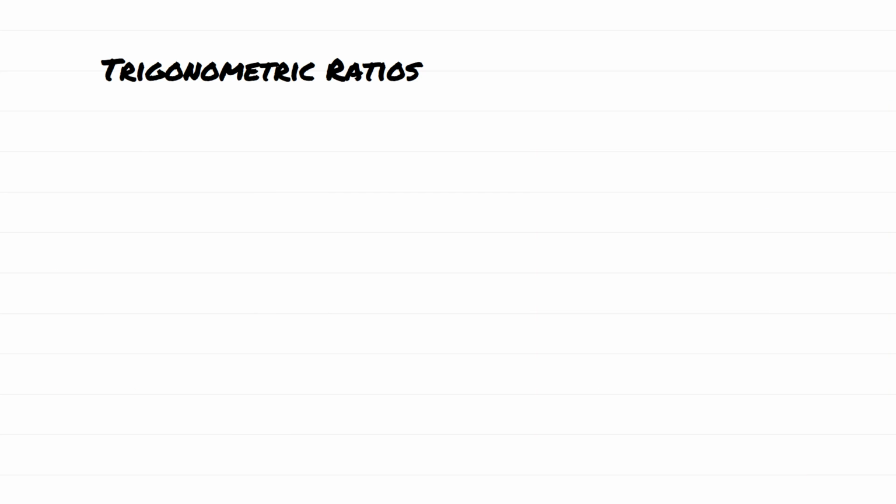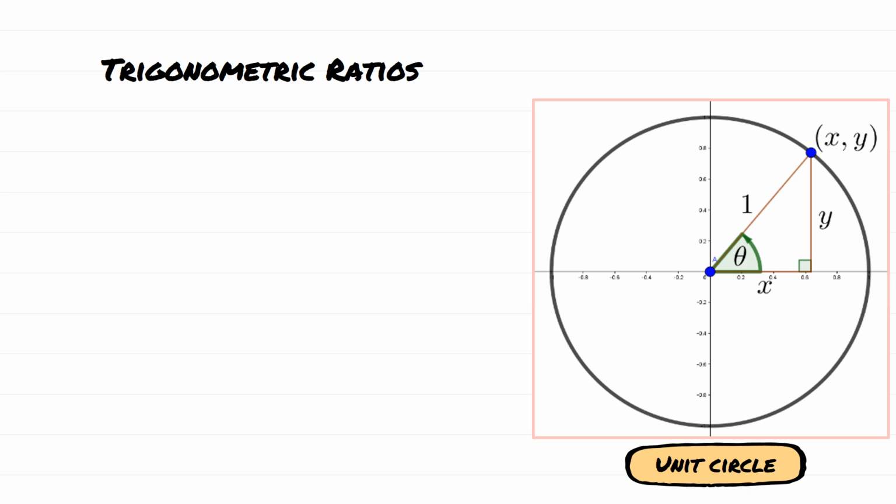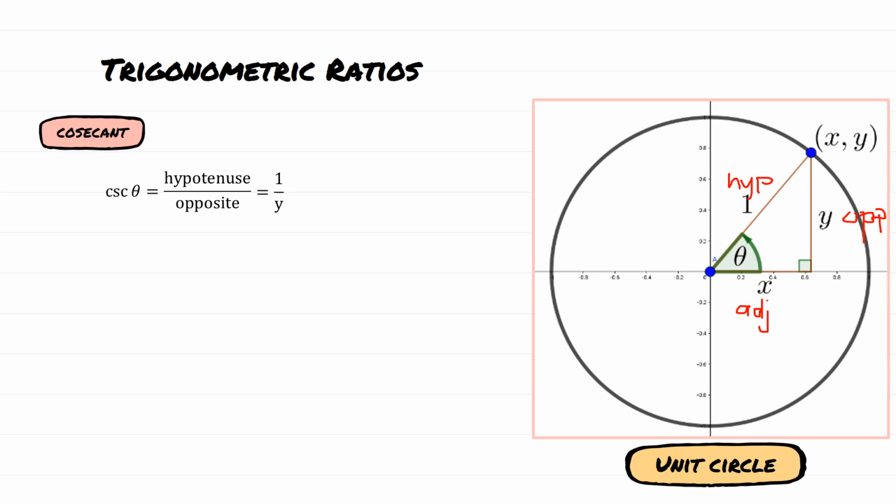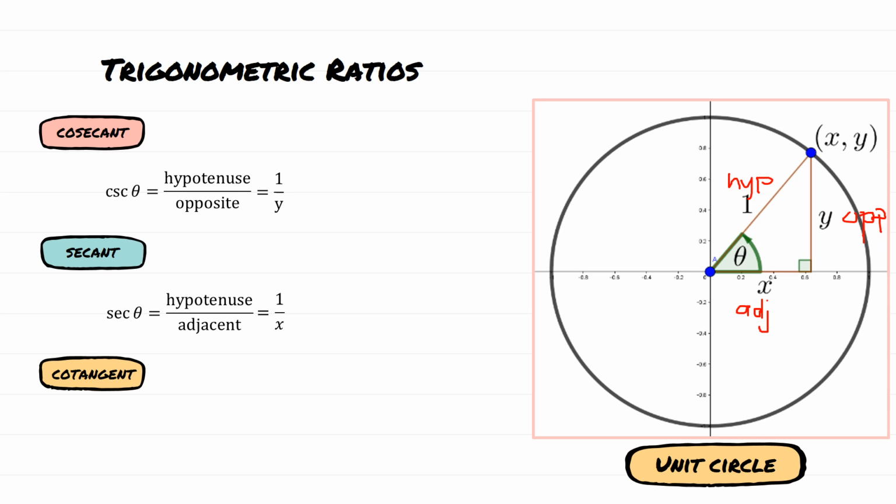So, doon naman tayo sa susunod na tatlong trigonometric ratio. And we have already identified yung tatlo, di ba? You have your hypotenuse already, you have your opposite, and your adjacent. So, we have your cosecant. Cosecant is defined as hypotenuse over opposite. So, simpleng substitute lang natin yan, makukuha natin si 1 over y. Secant is defined as hypotenuse over adjacent, which is 1 over x. And lastly, we have cotangent, which is defined as adjacent over opposite, which is equal to x over y. So, meron tayong 6 na trigonometric ratios.